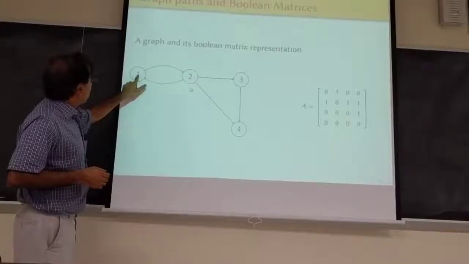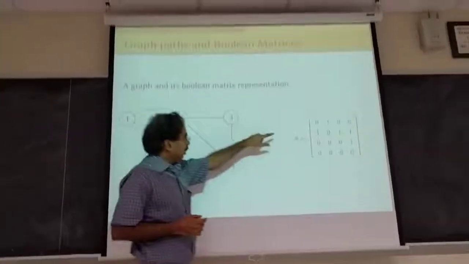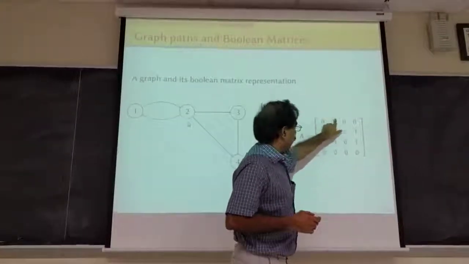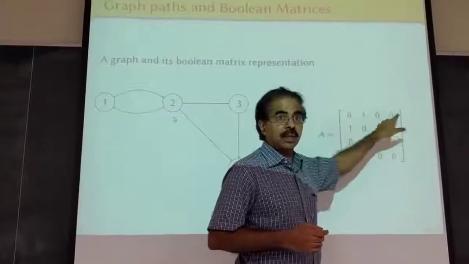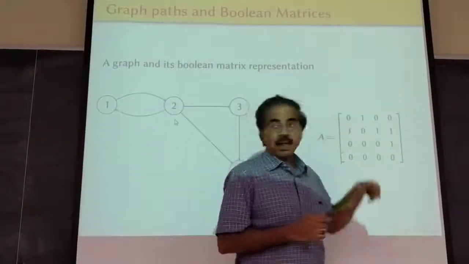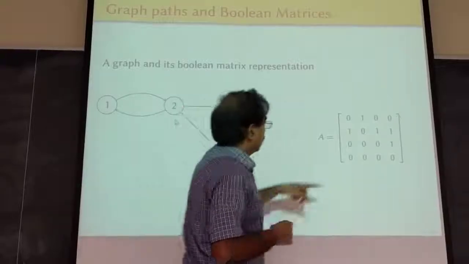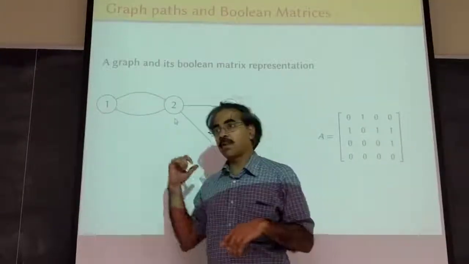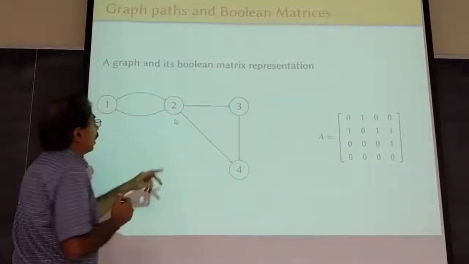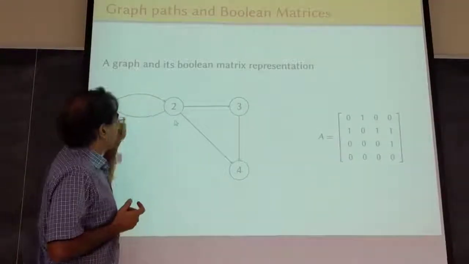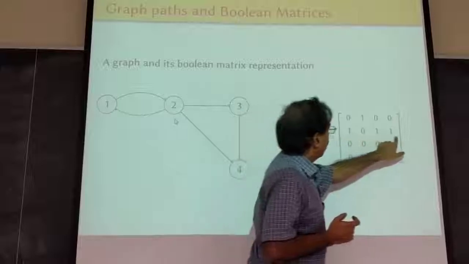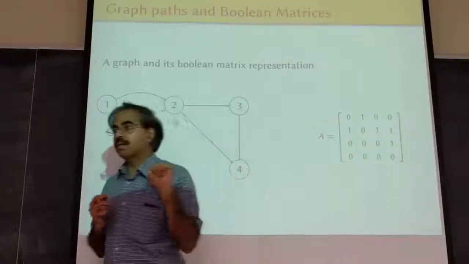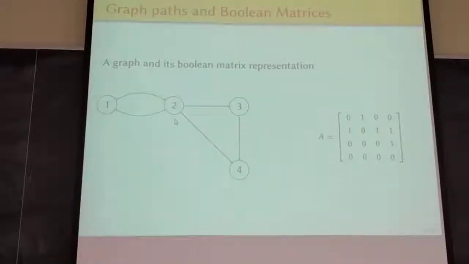There is an edge out of 1 going to 2, therefore this entry is a 1, right? And no other edges going out of the first vertex, so all other entries on this row are 0. Okay, same way if you follow, 2 has 3 outgoing edges, and so you have 3 ones there. Okay? So that's the matrix representation for a graph.